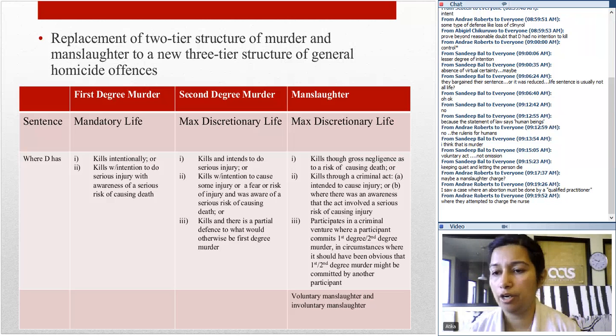And then for manslaughter, there come voluntary and involuntary manslaughter.